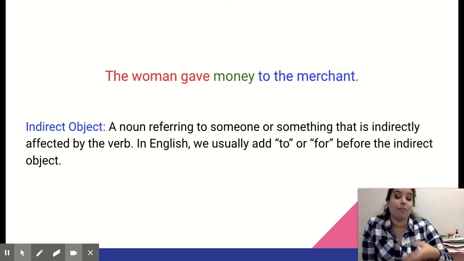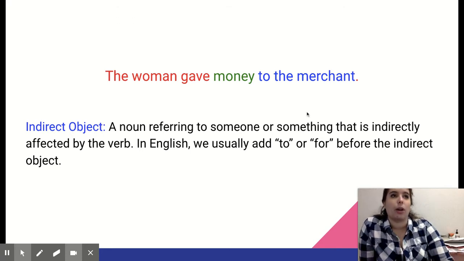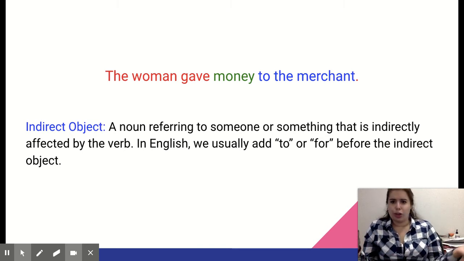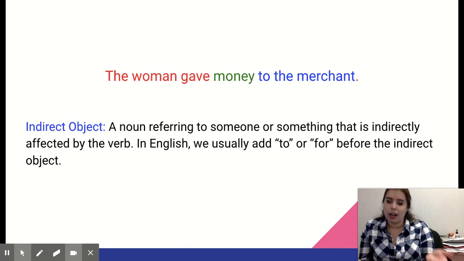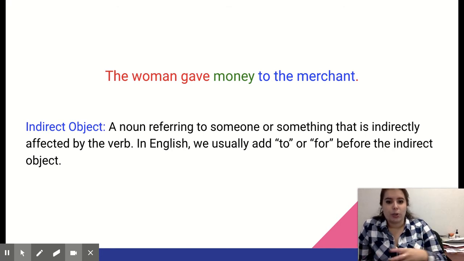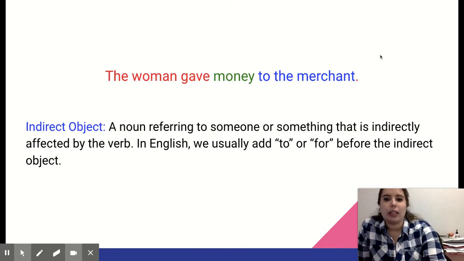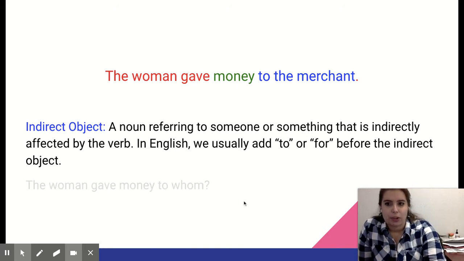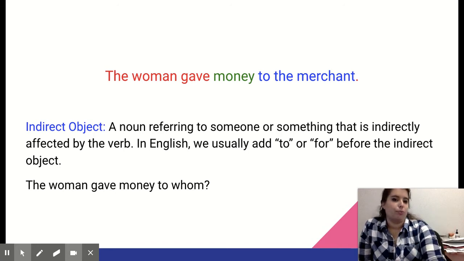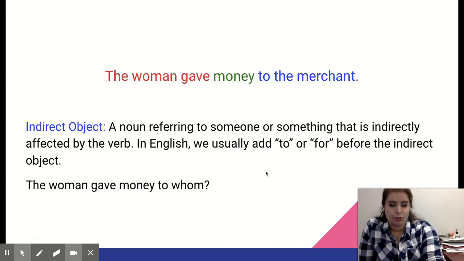Verbs of giving will often have an indirect object. Or in this chapter, I think we have the verb to show as well. So the merchant showed togas to Metella, right? So verbs of showing will often have this as well. So it's this noun that is indirectly affected by the verb. And that's our indirect object. So who did you give money to? Or to whom? I want to give money to whom? To the merchant.